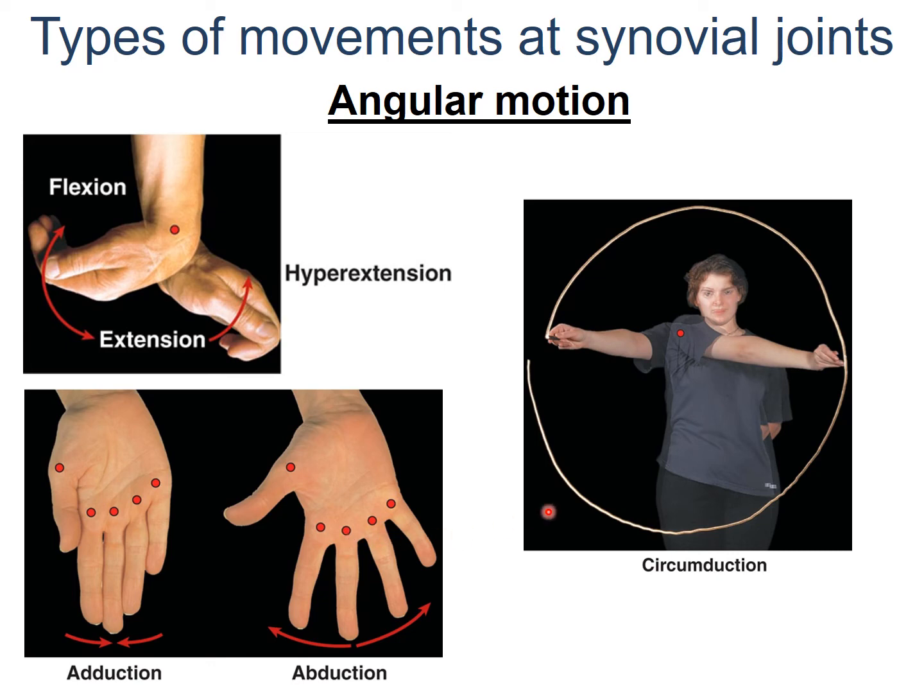A circumduction, again, we talked about this, this person's trying to demonstrate, you know, drawing a circle maybe on a chalkboard, out in space there. That's a circumduction. We were talking about that when we were talking about the saddle joint with the thumb, okay?